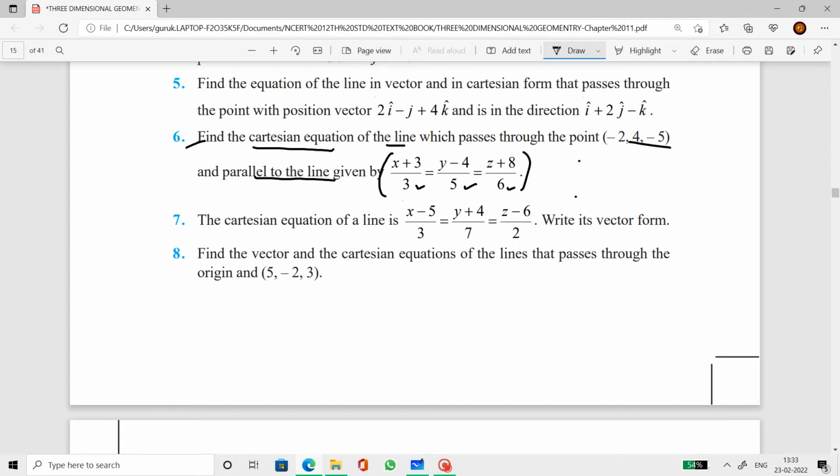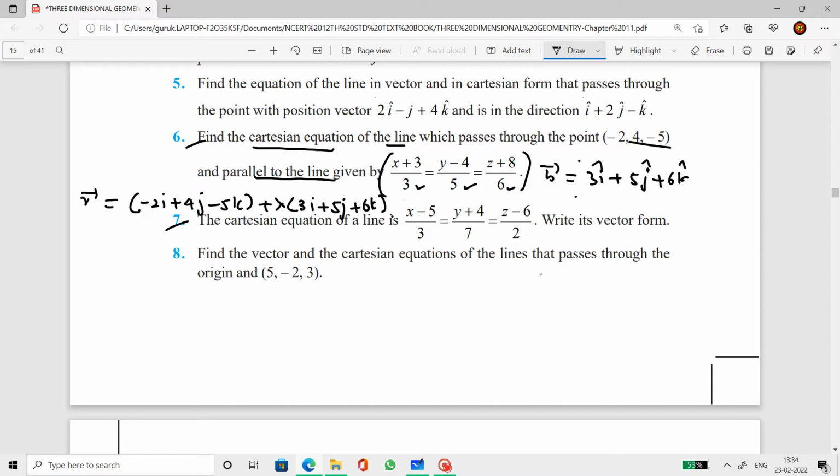So, the direction vector of this line, let's take it as B, is 3i, 5j and 6k. This would be parallel to the required line, so the direction vector will be the same. Hence, the equation of the line is r vector equals a vector, which is the point vector, 2i plus 4j minus 5k, plus lambda times 3i plus 5j plus 6k. So this is the 6th one.